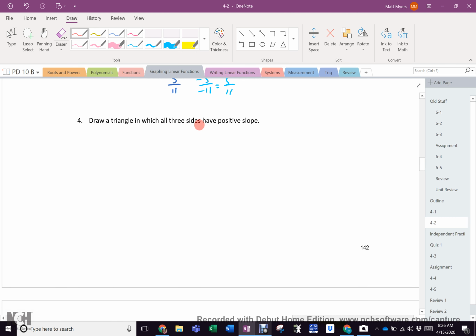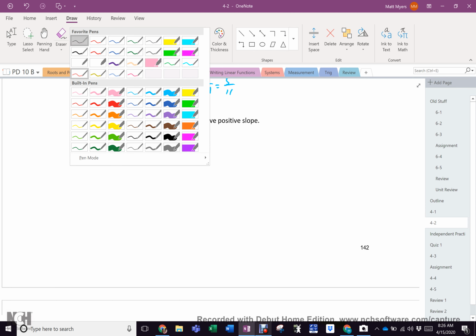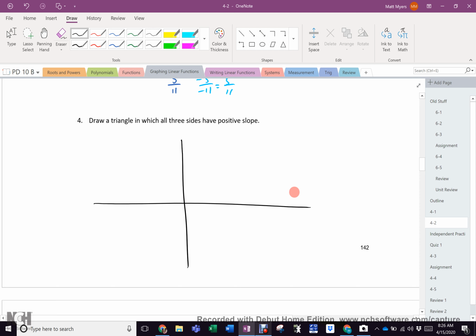So let's draw a triangle where all 3 sides have a positive slope. Well, it seems a little difficult, so let's try. If they have a positive slope, that means they have to go up and right, or they have to go down and left. So if I start with any point on here and I do a positive line, well that's easy. Up and right. Up and right. Done. Okay, now I need to do another line. Still got to be positive. All right, so let's go up and right.